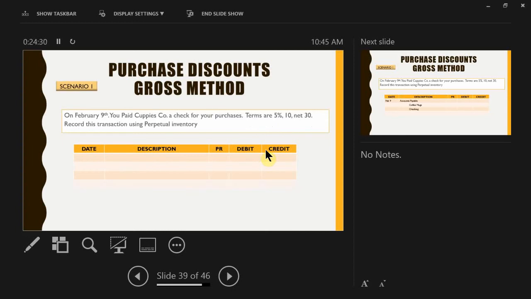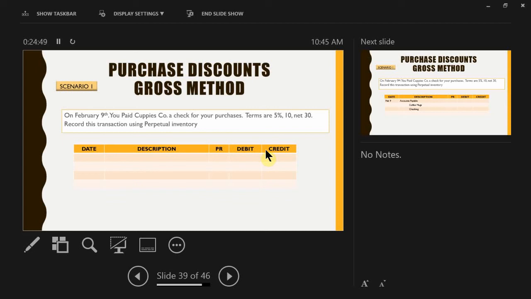Now, what if we did make a payment on February 9th? We actually made the discount period. So how are we going to calculate the discount, and where are we going to place this discount?